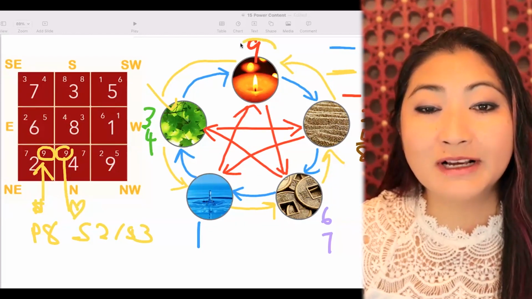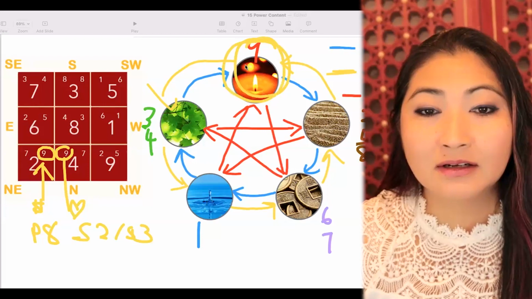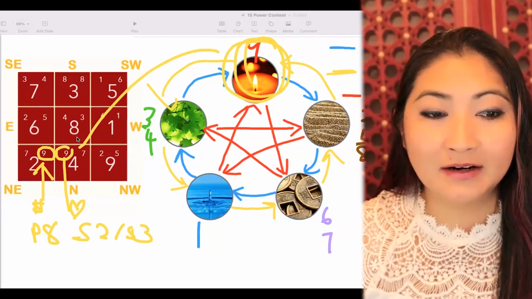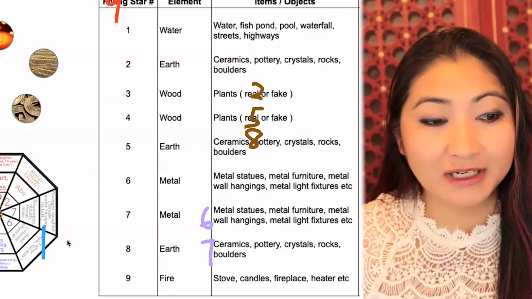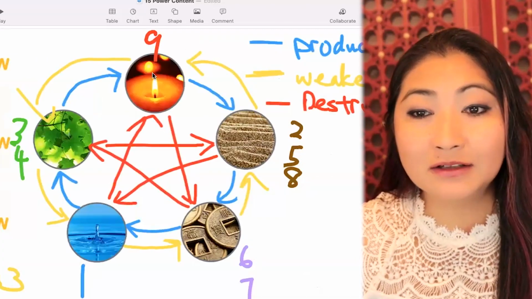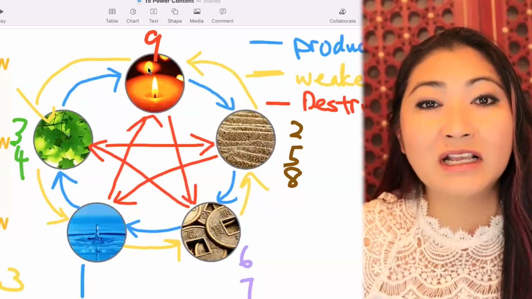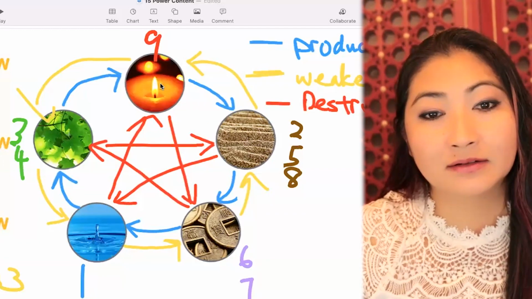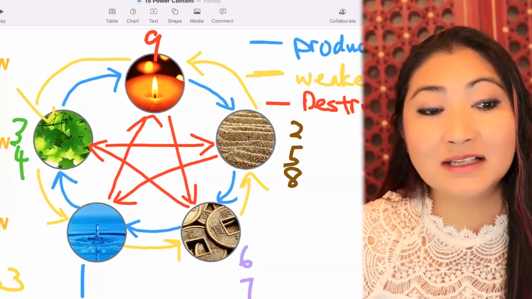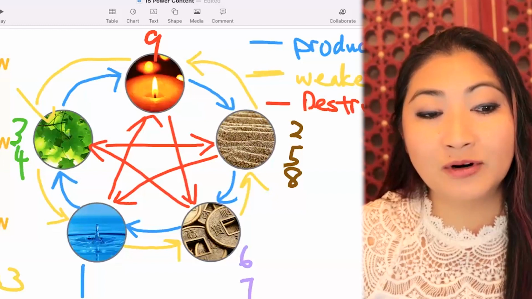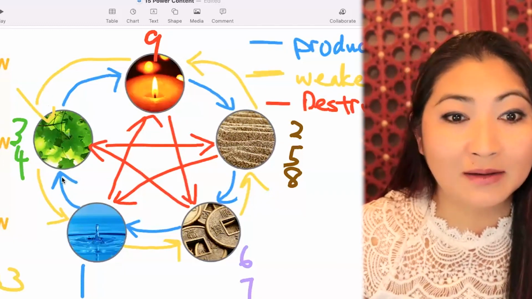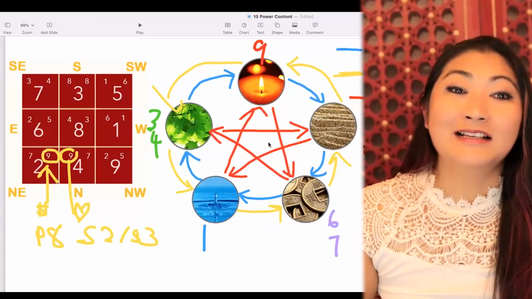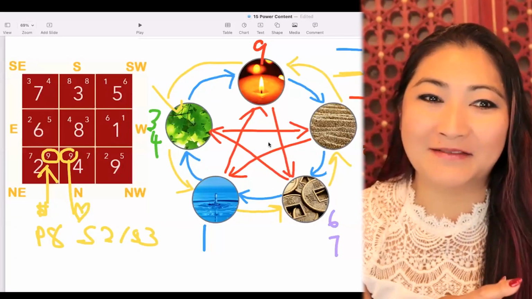So if I want to increase more fire, which is the element for number 9 here, right? I want to use more of the fire elements, which is like stove, candles, fireplace, or heater. Or I can go back to the 5-element cycle. What creates fire? Wood. So in this area, the northeast and the north, because I want to activate more fire, I can then also add more wood elements. This is the simplest example that I can find for this chart.